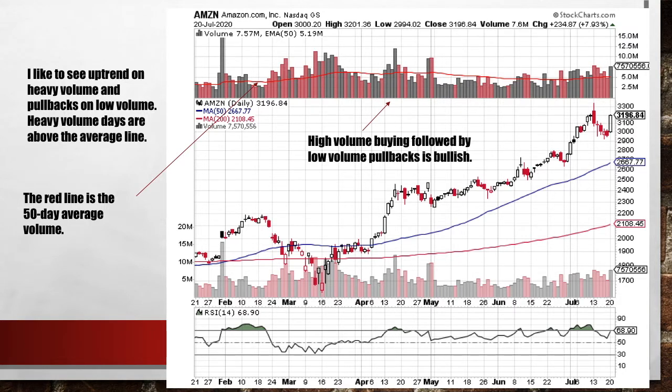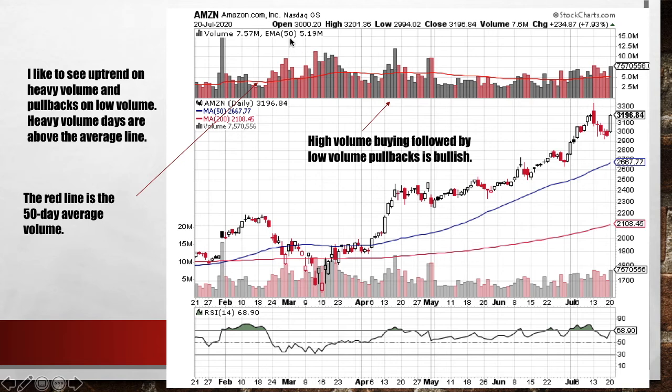Okay, so let's take a look at Amazon here. Here are the volume bars for Amazon, and each one of these vertical bars represents the volume for the day. So here's the volume for Amazon on this day, right? Here's the volume for Amazon on this day. This red line here is the average volume. It's the 50-day average volume, okay?